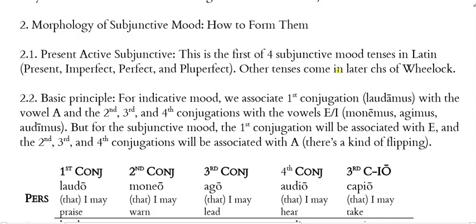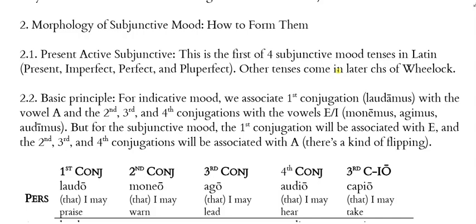And we're going to be looking at present active subjunctives first. Now, the present tense is the first of four subjunctive mood tenses in Latin. In the subjunctive, we have present, imperfect, perfect, and pluperfect. We're hitting present in this chapter. The other tenses we'll catch in later chapters in Wheelock.